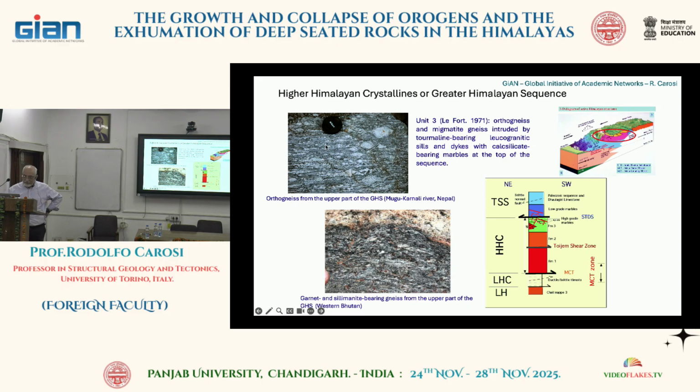So the upper one, unit 3, is just this one in this part, made by orthogneiss and migmatite gneisses. You can see here a picture in Western Nepal with large feldspar porphyroclasts, and below a picture from Western Bhutan. You can see the white stuff are crystals of sillimanite, very huge crystals, and the red dots are garnets. So it is a garnet and sillimanite bearing gneiss from the upper part. So we are just in this unit, the pink unit, below the Tethyan rocks and above the Main Central Thrust.